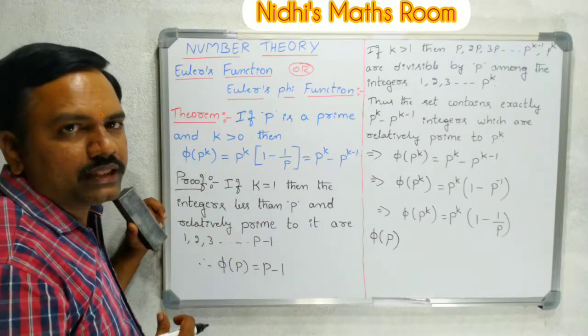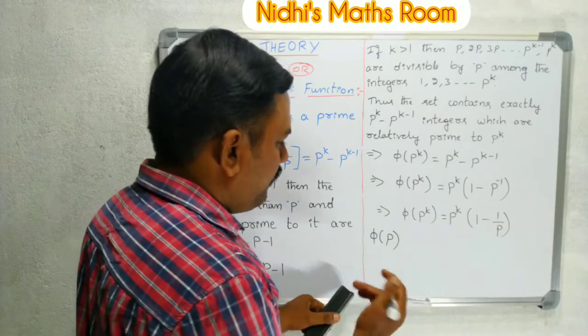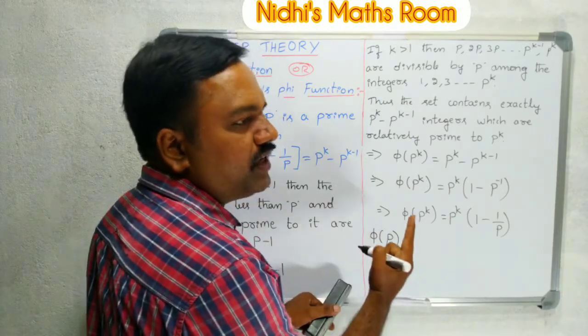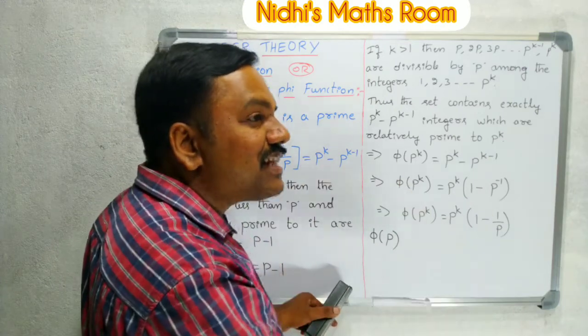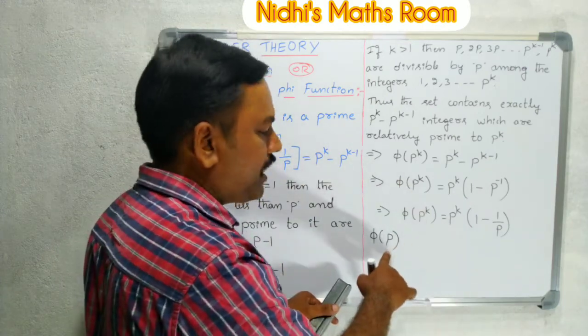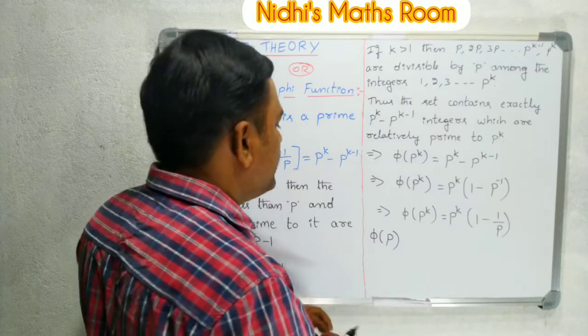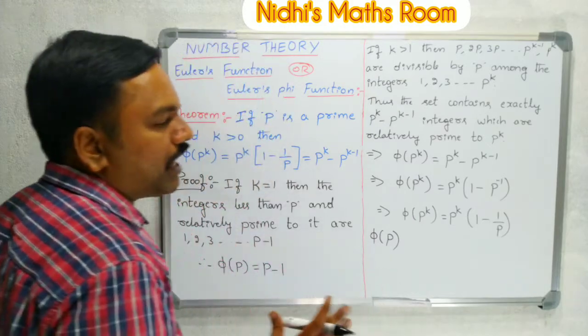Phi of p means the number of integers relatively prime to p and less than p. Relatively prime to p and less than p. So here p is a prime number.